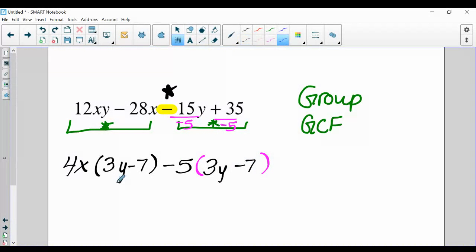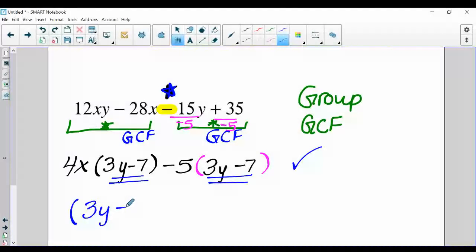And keep in mind, we're factoring by grouping, so we want to make sure these do match. And if they don't match, just go back and check. Make sure that you found the correct GCF here, and you found the correct GCF here. It might come down to signs, or maybe a variable or a number, but again, make sure they match. As long as these binomials match, we can take them out. 3y minus 7, and we're left with 4x minus 5.